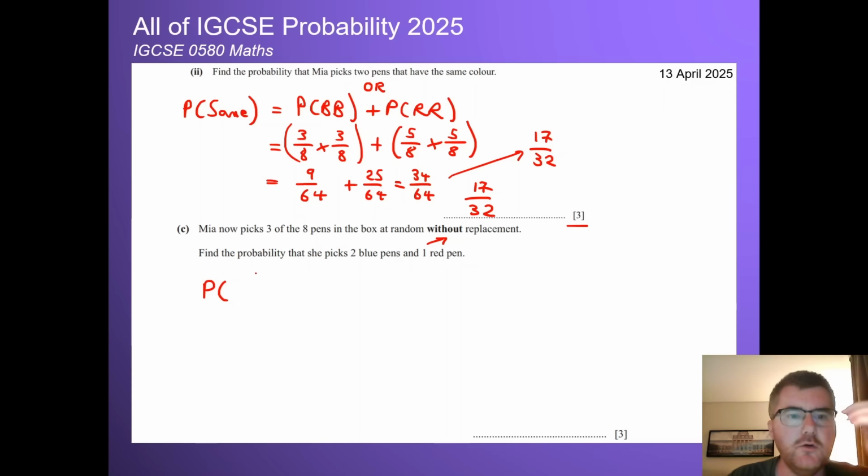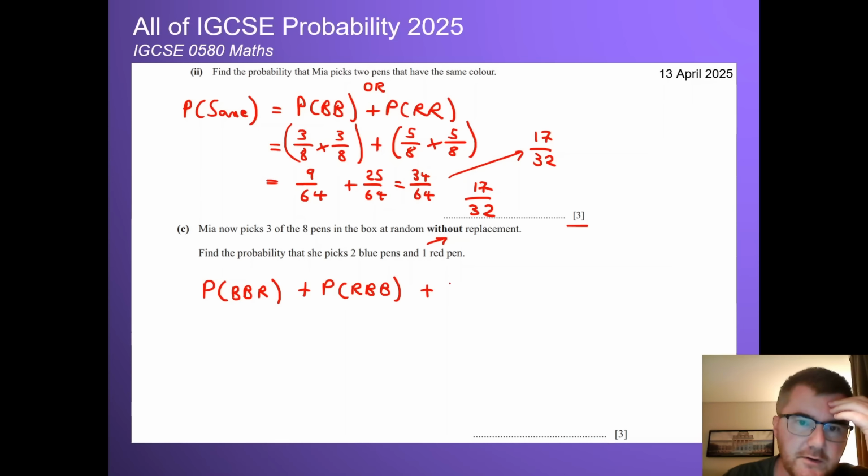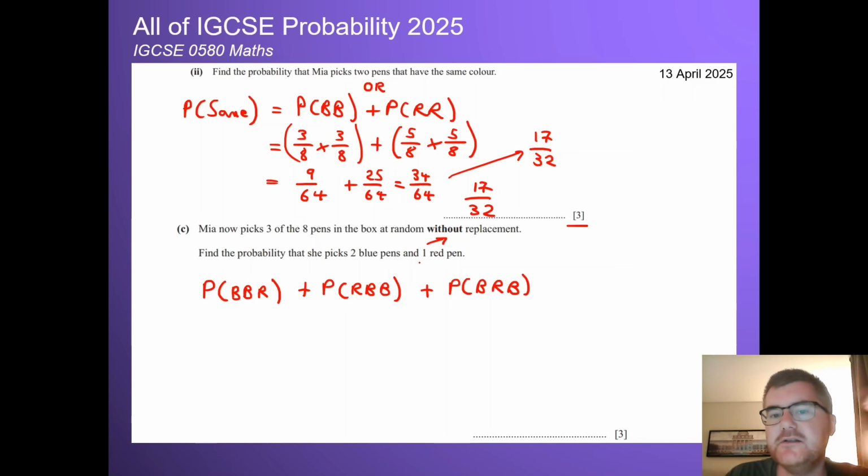It doesn't say about order, so blue, blue, red is possible. Then we also have the possibility of red, blue, blue. And we also got the possibility of blue, red, blue. So notice it's not very specific in the question here. She picks 2 blue pens and 1 red pen. It hasn't said about the order. So that's important. Now, without replacements, we have to be careful here.